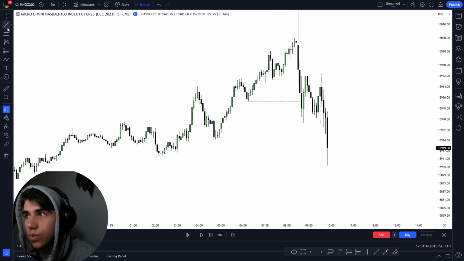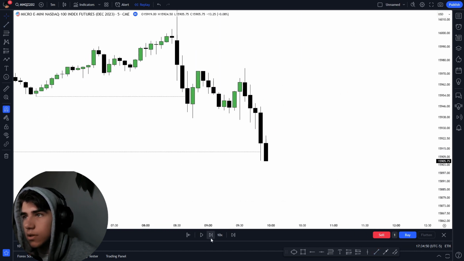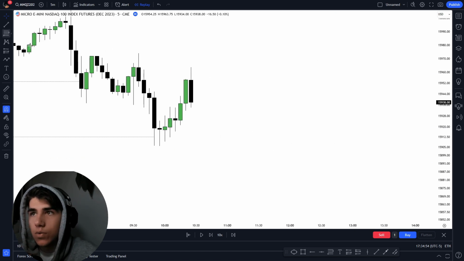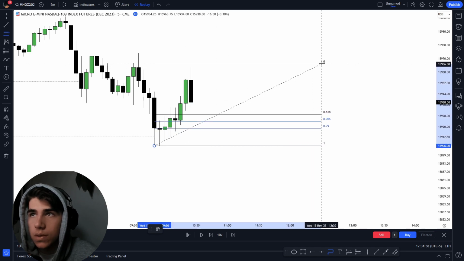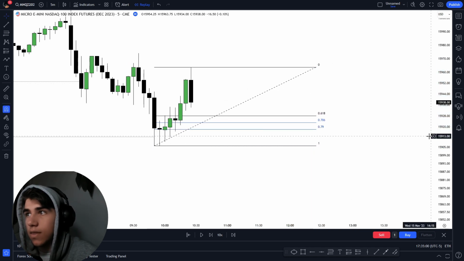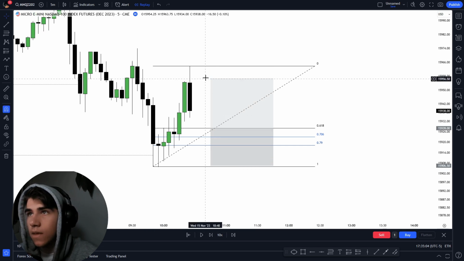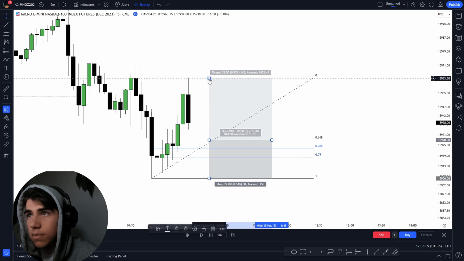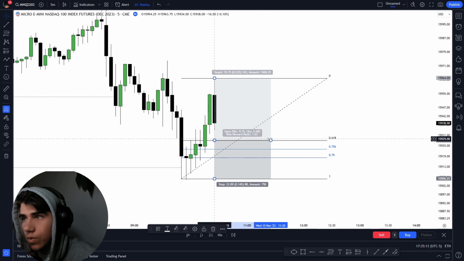Okay, so we get a liquidity sweep right here. Now we would want to see some sort of displacement in the opposite direction, which we get here. So when you do, right, you draw it from the low of the sweep to the high. There you go. And then you place your P&L tool like this, right? Stop always goes here and TP is always here. Okay, always. So let's see what would have happened.